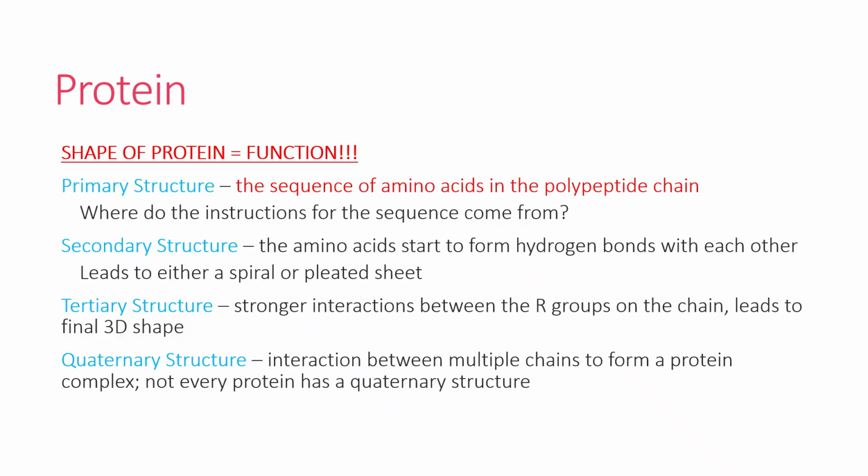Now what happens is that that long polypeptide chain starts to fold and bend in on itself, and that initial folding is known as the secondary structure. And these amino acids will start to make hydrogen bonds between each other. Now this is going to lead to what we call an alpha helix or a beta pleated sheet. So those are the two options there for a secondary structure.